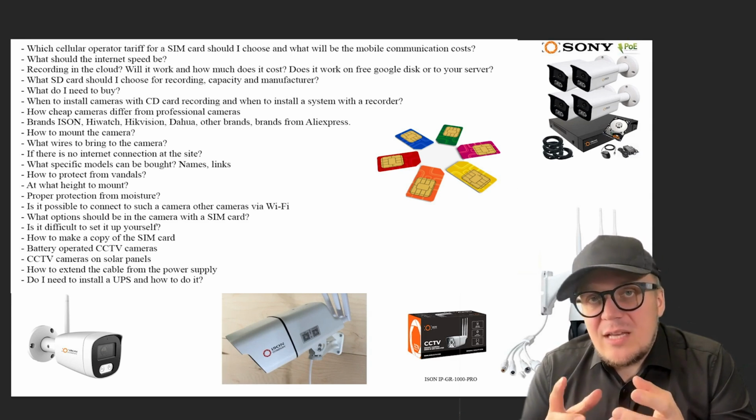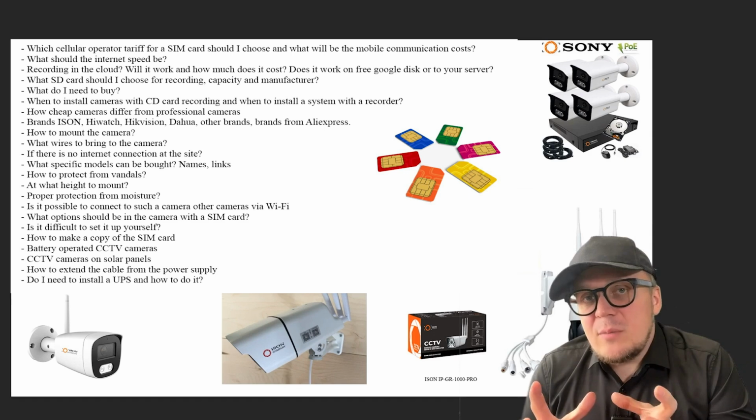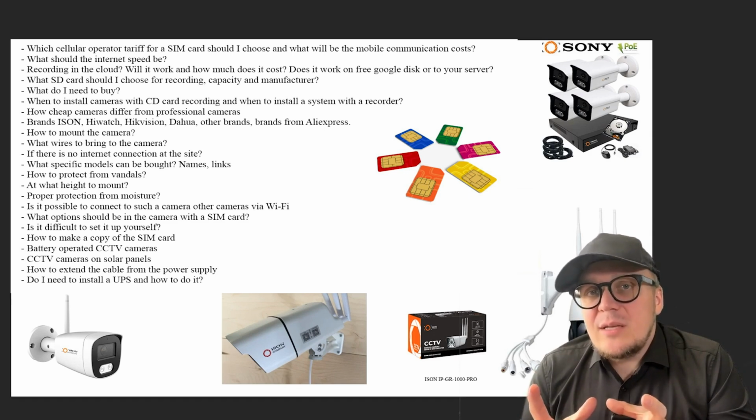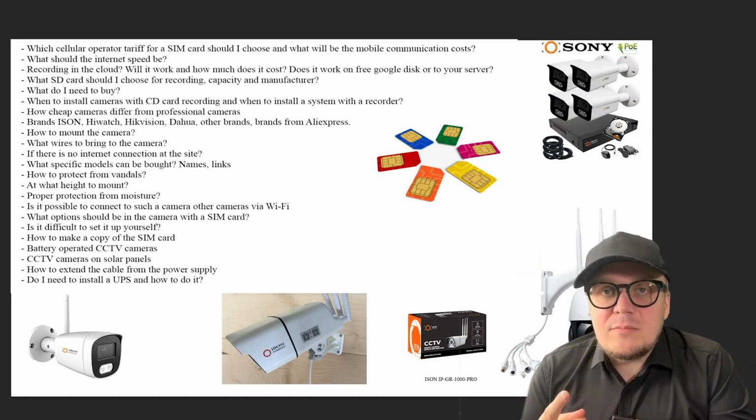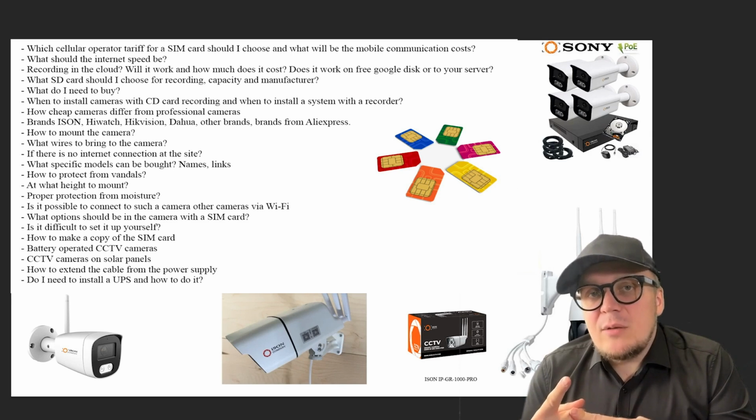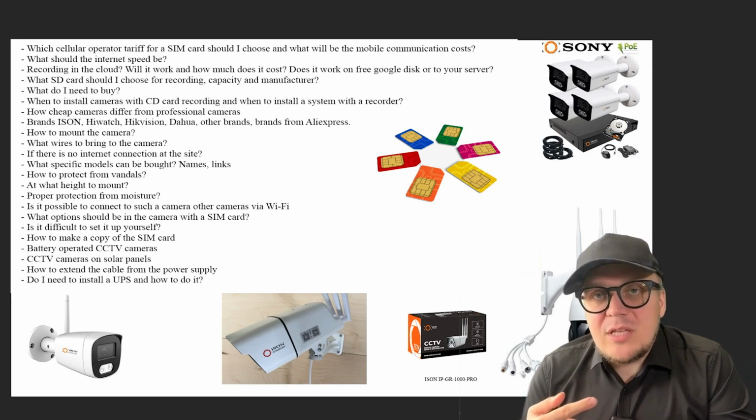So you need to understand that you are setting up a surveillance camera. The modern format is 5 or 8 megapixels. A 5 megapixel camera consumes about 1 gigabyte per hour. An 8 megapixel camera, 1.5 gigabytes per hour.